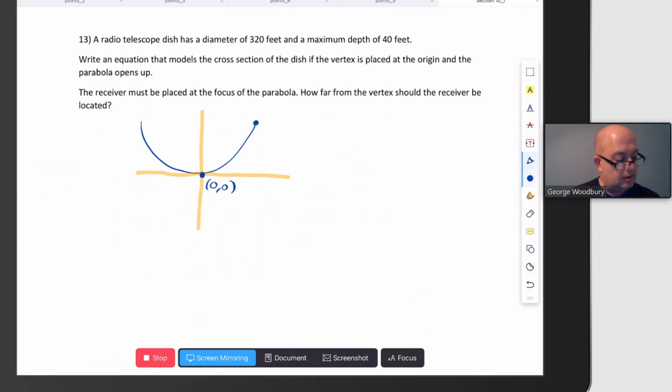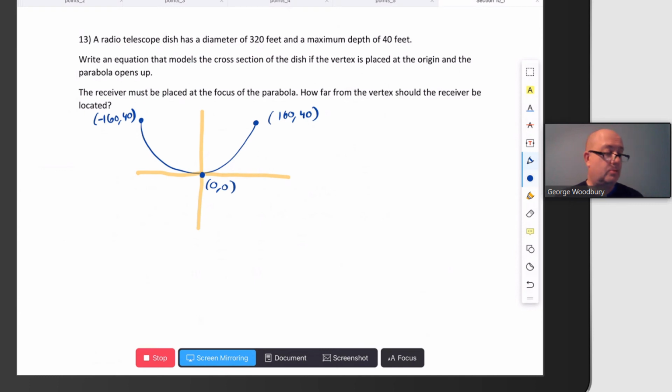I know that these 2 points at the edge of the dish, we're told that they're 320 feet apart from each other, and the depth is 40 feet. So this first point is at 160, 40. And the other is at negative 160, 40. 320 feet across, that's 160 in each direction, and we know the height is 40. And so what we've got to figure out is how high is the focus above 0, and the only way we can get that is with the equation of the parabola.